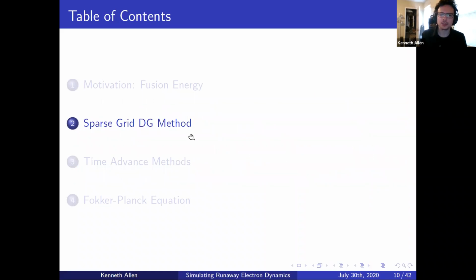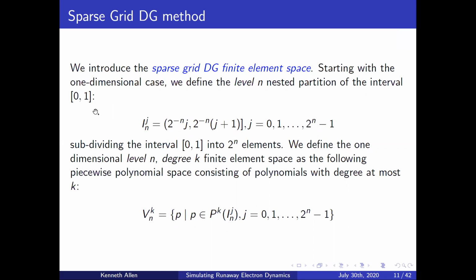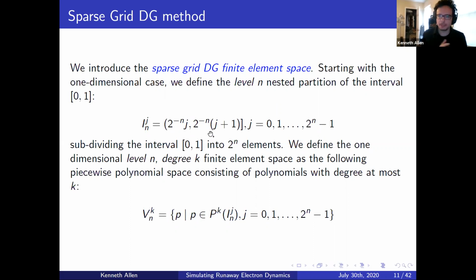How we do that, I'm going to talk about this sparse grid DG method. I'm going to start by introducing this sparse grid DG finite element space. Starting with the one-dimensional case, we define this level n nested partition of the interval 0, 1 as follows. Essentially we subdivide the interval 0, 1 into 2 to the n even parts, and we call that the one-dimensional level n nested partition of this interval.